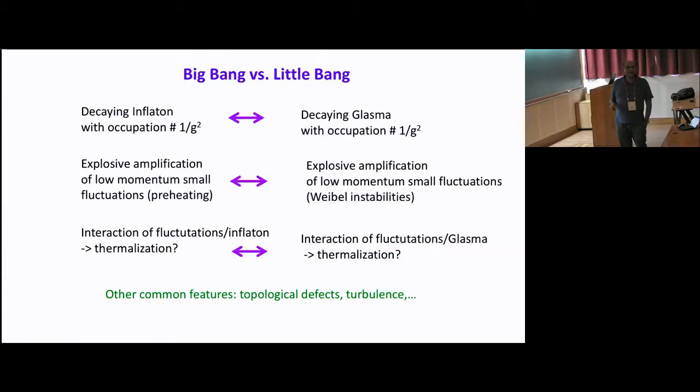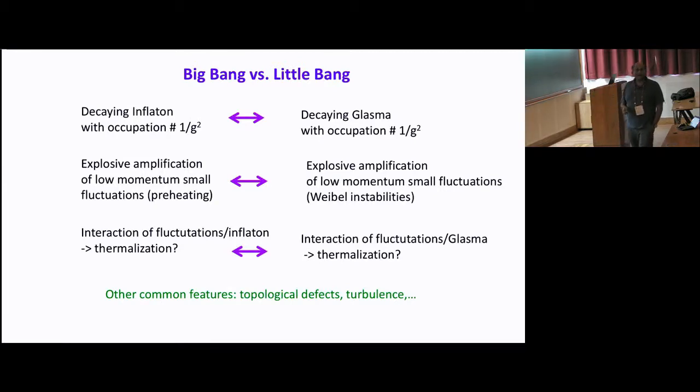Now, in the Big Bang, the way the system thermalizes is that you have the explosive amplification of small momentum fluctuations. These are quantum fluctuations, which are fluctuations around the inflaton. And then there's a parametric resonance between these fluctuations and the classical fields, something called preheating, which eventually may lead to thermalization. And this is not completely understood yet.